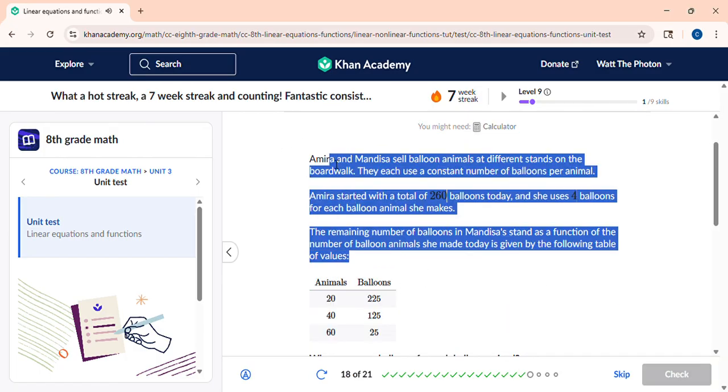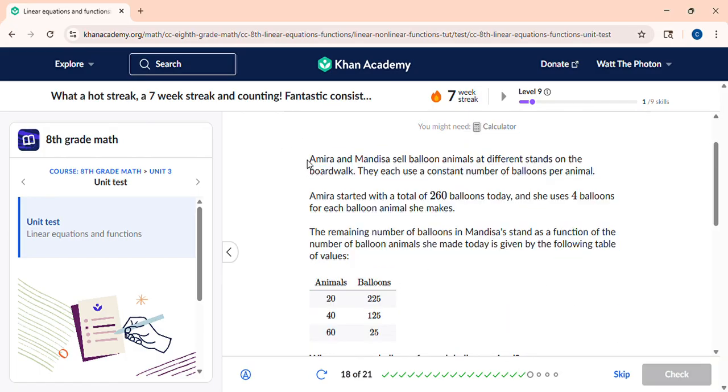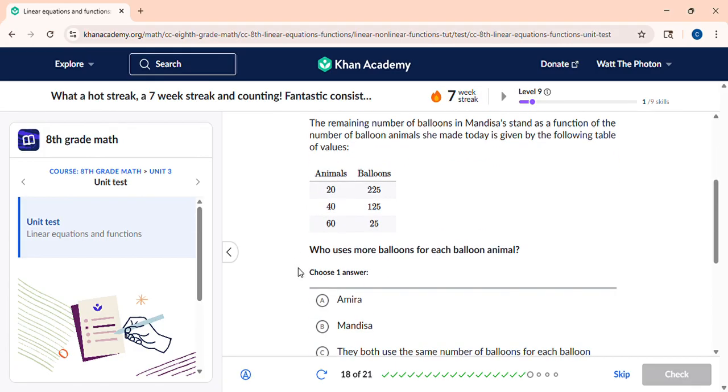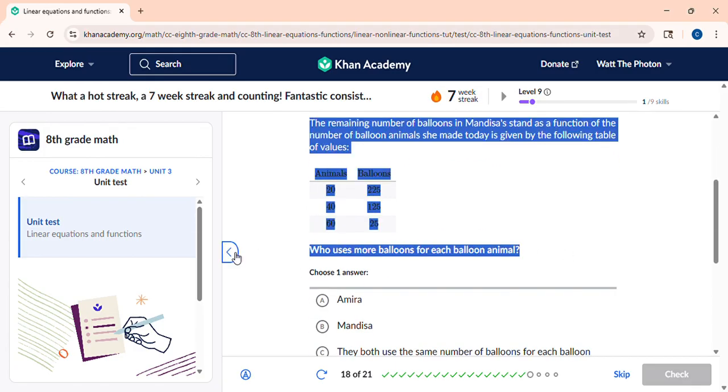They're selling balloons at different stands on a boardwalk. They choose a constant number of balloons per animal. Amir starts with 260 balloons, and she uses 4 balloons for each balloon animal she makes. Varying number of balloons in her stand. So that's the function. The number of balloons she has is given in the following table. Who uses more balloons for each animal?